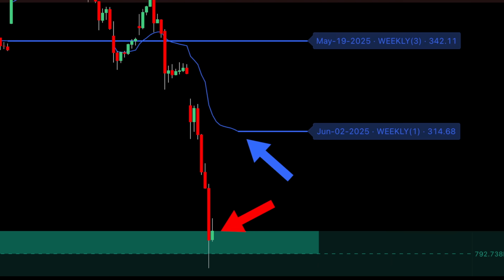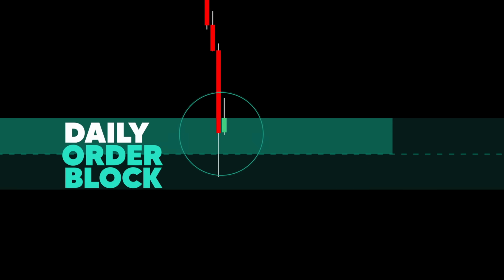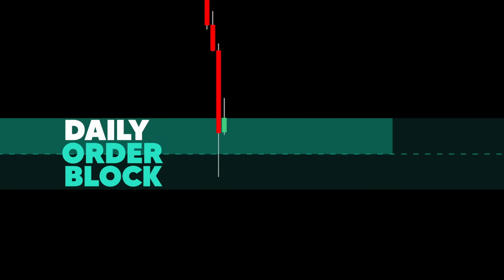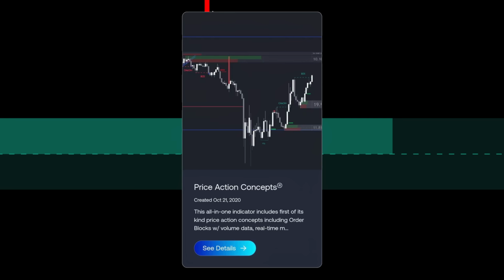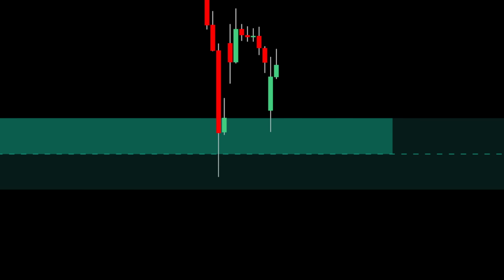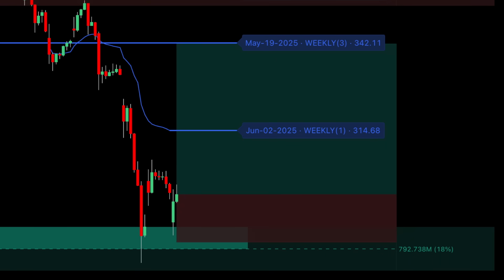Price is currently trading well below that level, but here's where it gets interesting. We're also tapping into a daily order block, which has a strong cluster of buyers. This block was identified using our Price Action Concepts toolkit, which doesn't just detect order blocks, it also analyzes the buyer-seller delta at each level. So what's the play? We've now seen the price bounce off this order block twice. That's confluence. It gives us a logical entry point with a stop just below the entry candle and a clear target, the 3-week VWAP zone.